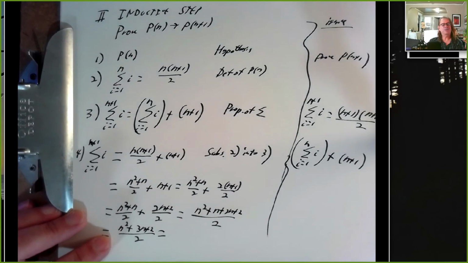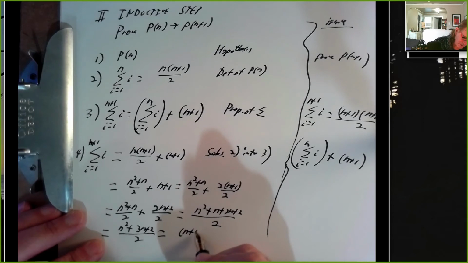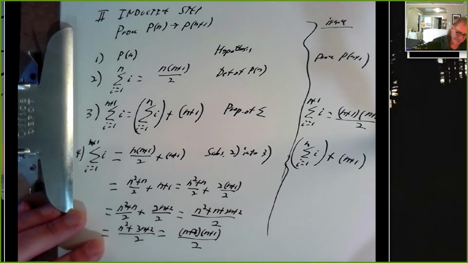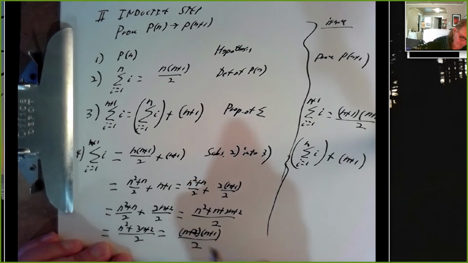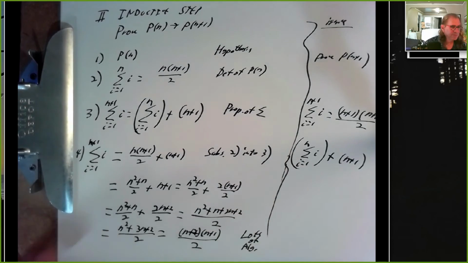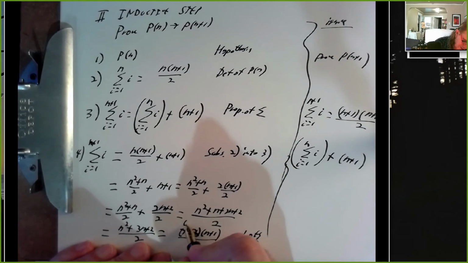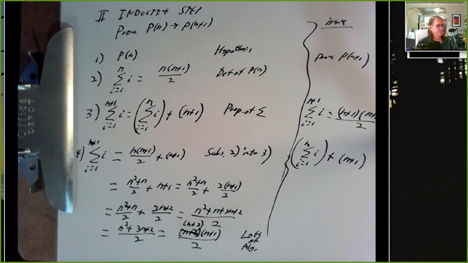Which is equal to, and now I'm going to factor the top, n squared plus 3n plus 2, divided by 2. That's n plus 2 times n plus 1 divided by 2. And the reason is lots of algebra. Let me rewrite this a little clearer. N plus 2.